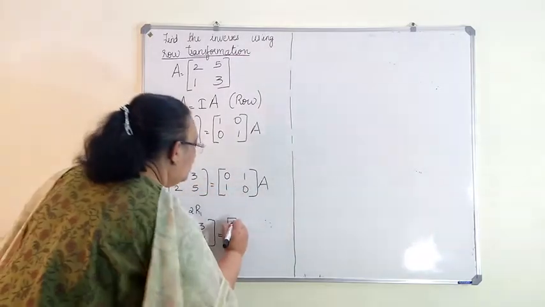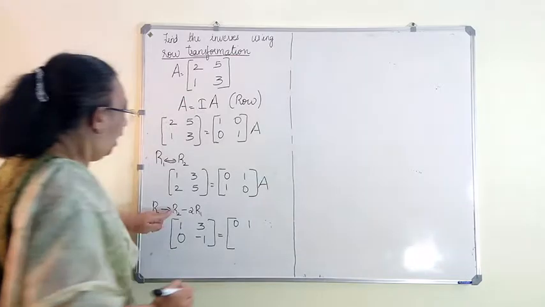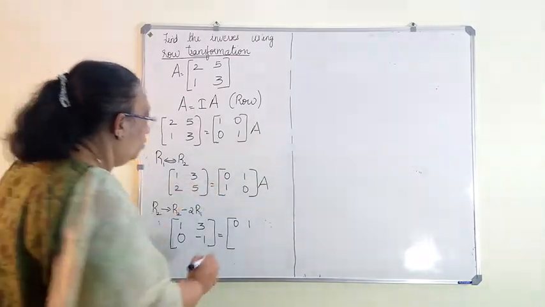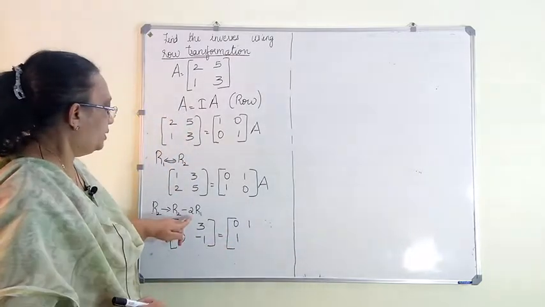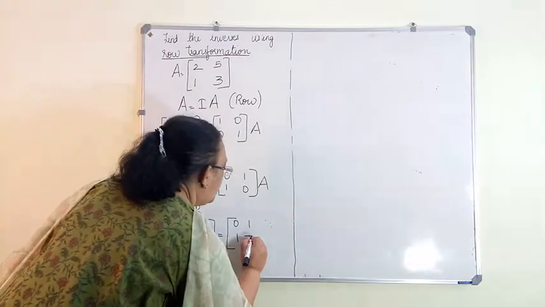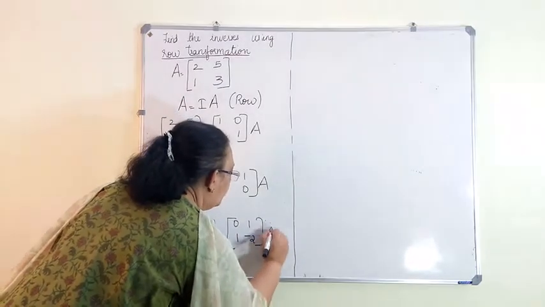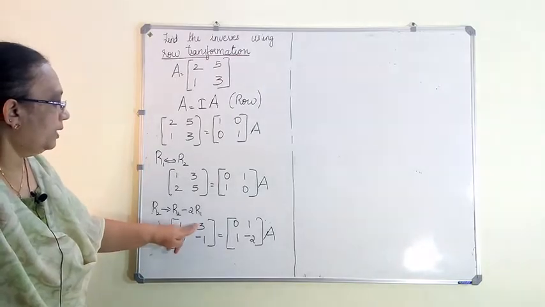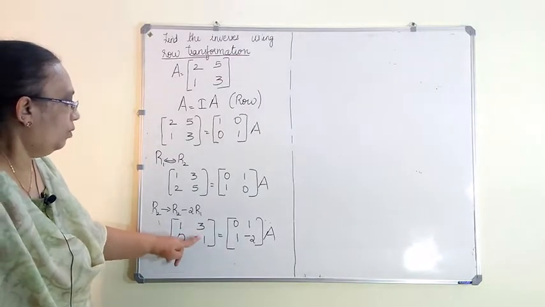R1 no change, 0, 1. R2: 1 minus 2 into 0, 1. Next one, 0 minus 2 into 1, minus 2 into A. I have got two things, 1, 0. Then I have to get 0 and 1 over here.